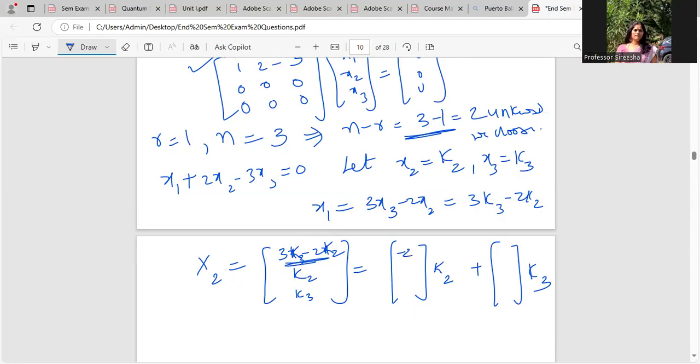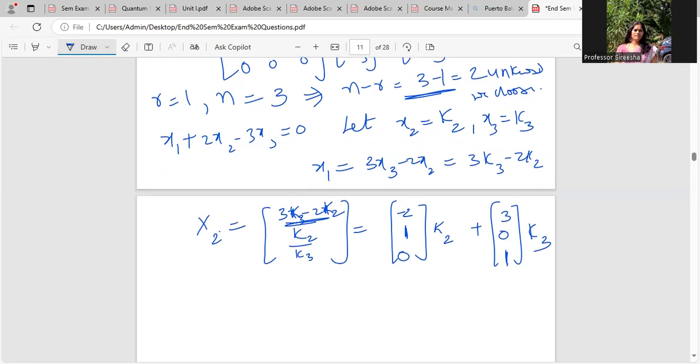minus 2. The k2 coefficient in the second row is 1. There is no k2 coefficient in the third row. Similarly, the k3 coefficient in the first row is 3. In the second row, there is no k3 coefficient. In the third row, the coefficient of k3 is 1. So I have this vector.